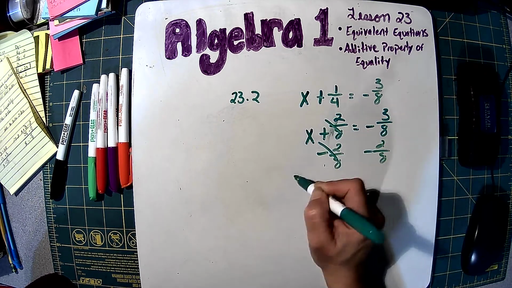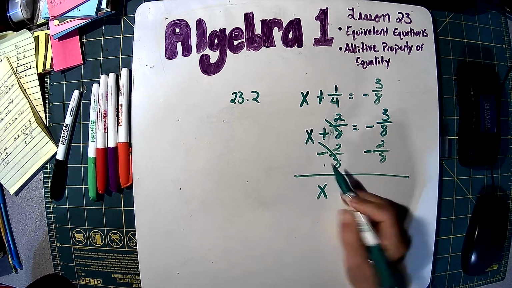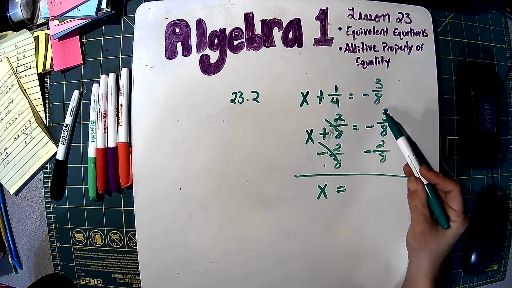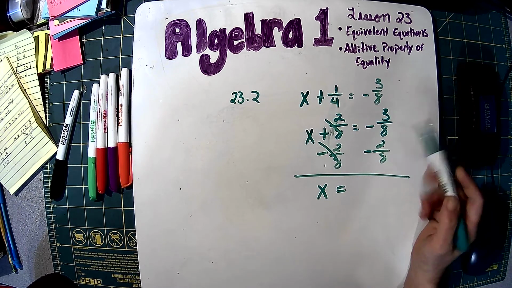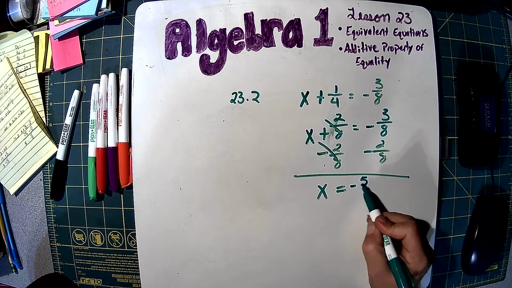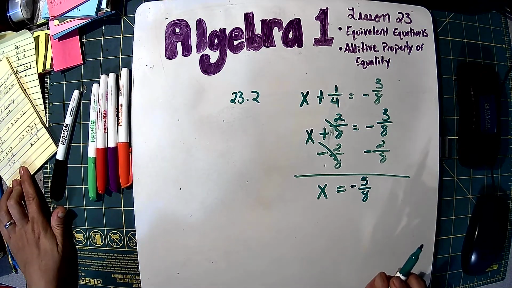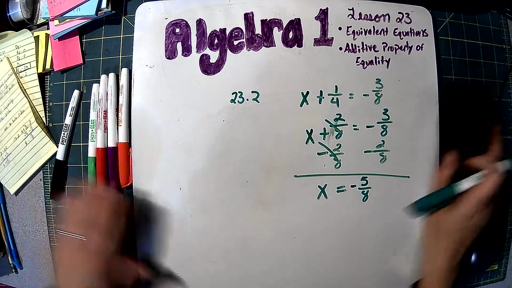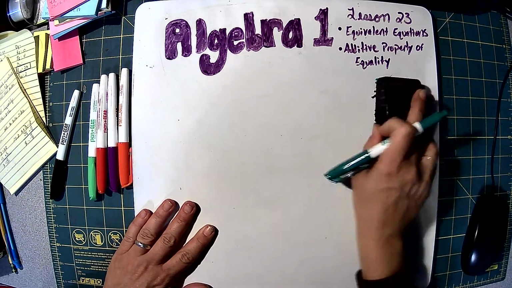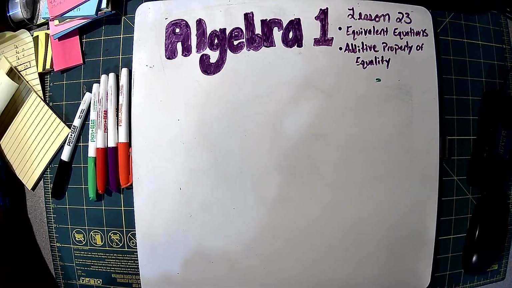These cancel, and I'll just have x left on this side equals negative 3/8, and negative 2/8 would be negative 5/8. So x equals negative 5/8. That was a little more tricky because it was negative. Alright, let me see if there's another example I could do here.